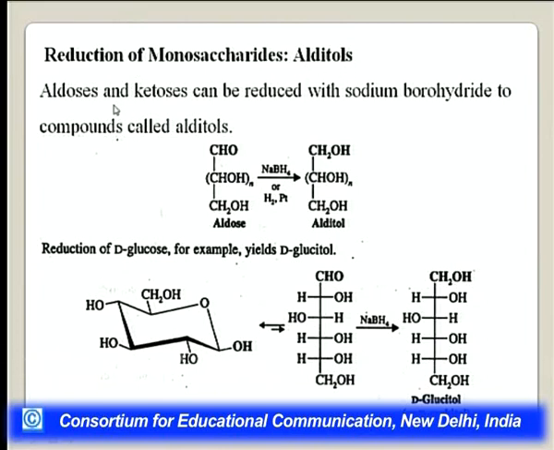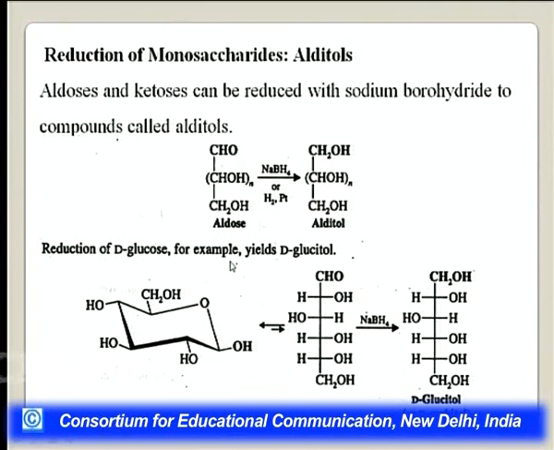Aldoses and ketoses can be reduced with sodium borohydride, NaBH4, to compounds called alditols. So this is the general reaction. It can represent an aldose, and here you can see the reducing agent, NaBH4 or hydrogen with platinum, and this is the product. What happens here? This aldehyde group gets changed to CH2OH.